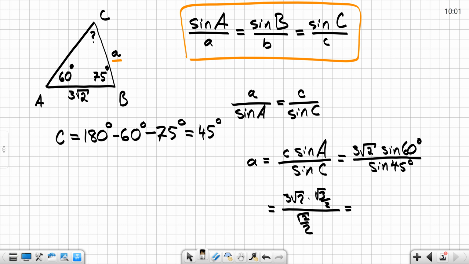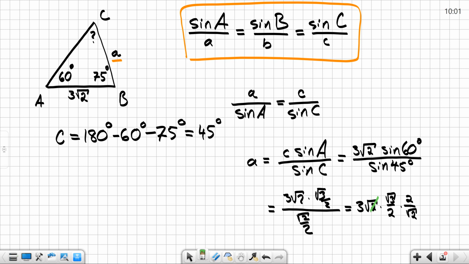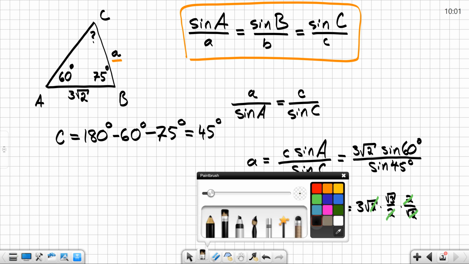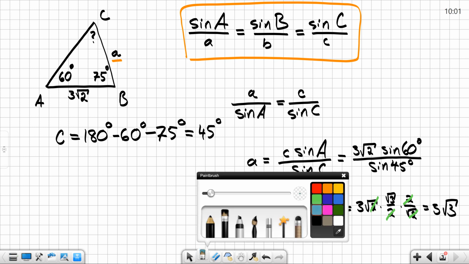Now I multiply the top with the reciprocal of the denominator, which is 2 divided by the square root of 2. And I can simply cancel out common factors, and I'm left with 3 times the square root of 3, which is our solution.